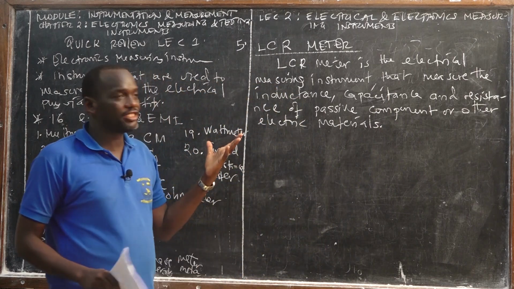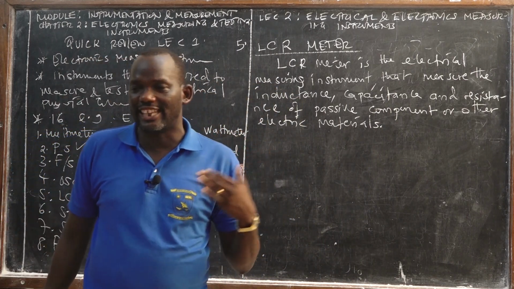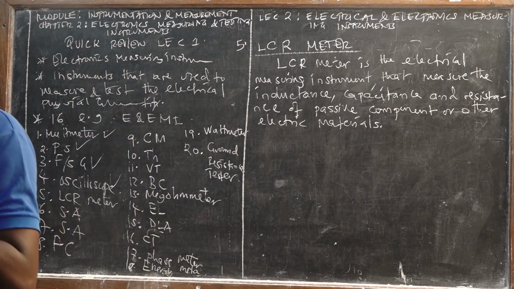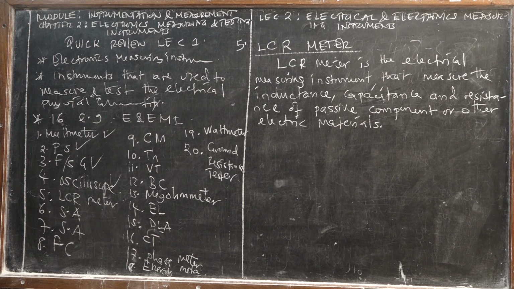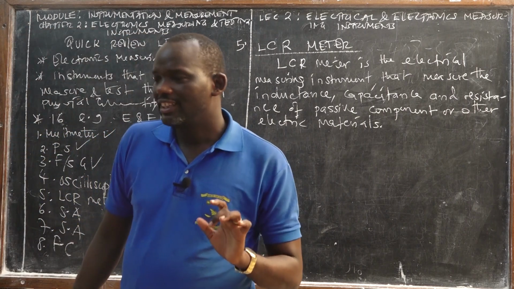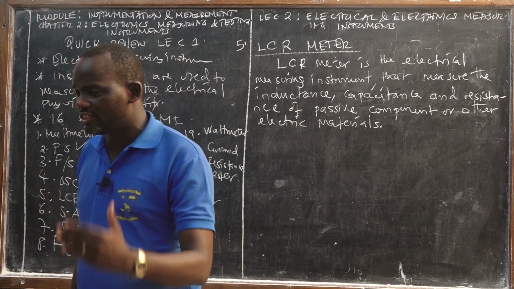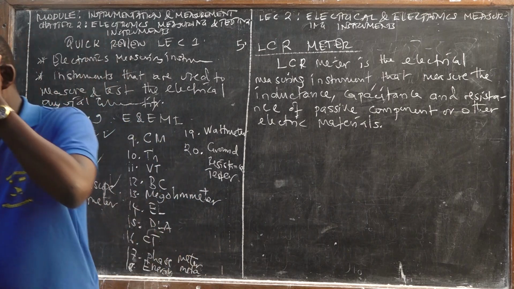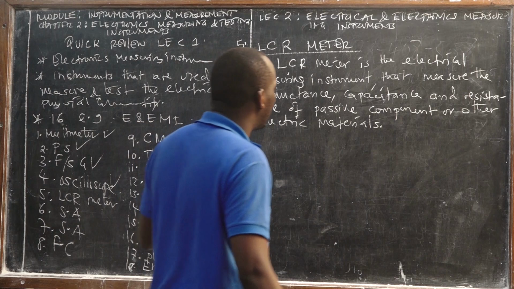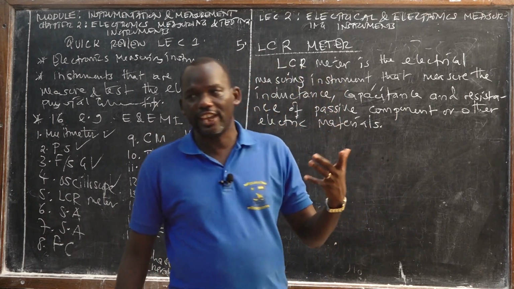So we use the LCR meter to measure inductance. One of the most challenging electrical parameters to measure is inductance. To measure resistance is not difficult. To measure capacitance is not difficult. But to measure inductance, there is still a lot of research going on because of the complexity: the inductor behaves differently when you supply DC and when you supply AC.